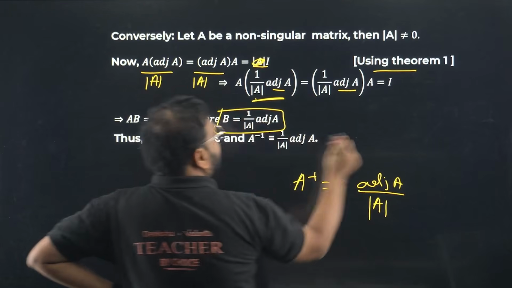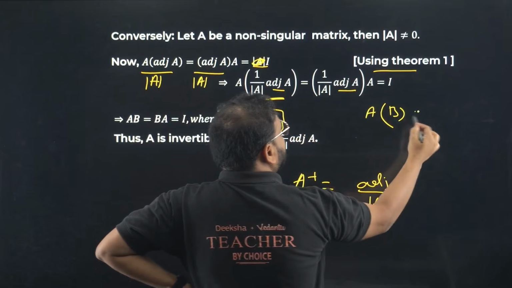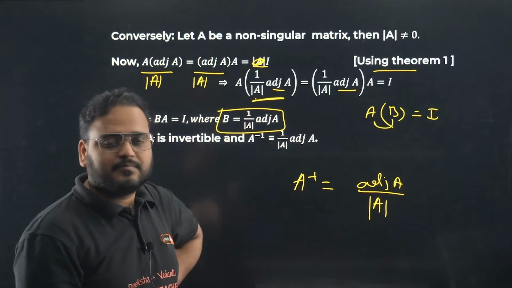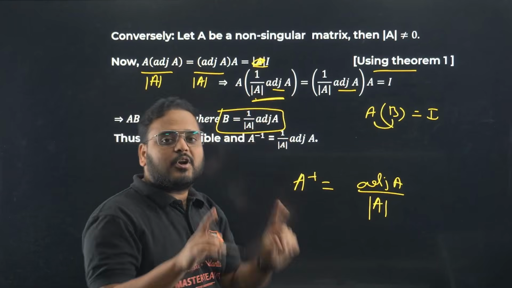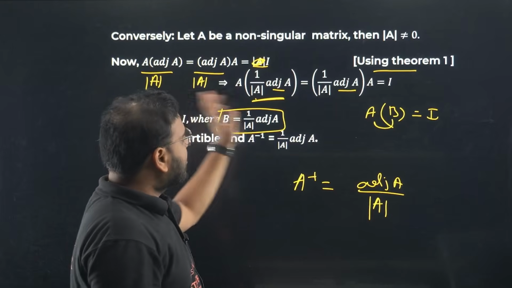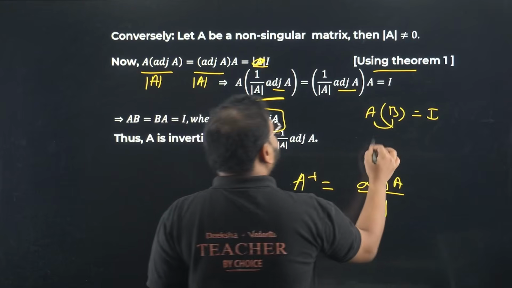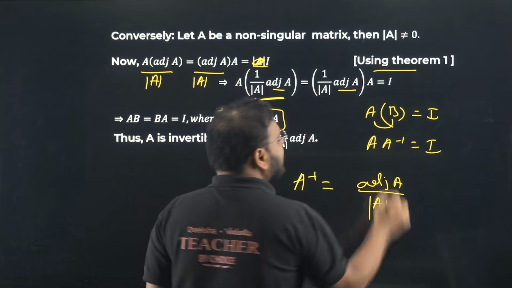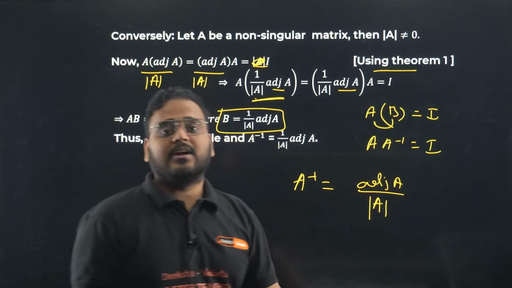Please check. If A into this value, let's say this is B, equals I, it means this B and A have to be inverses of each other. If I take adjoint of A by determinant of A as a matrix B, I can do that. When I do that, I get AB is I, which is only possible if I have A inverse. It means B is nothing but A inverse. So the A inverse formula is adjoint of A by determinant of A.